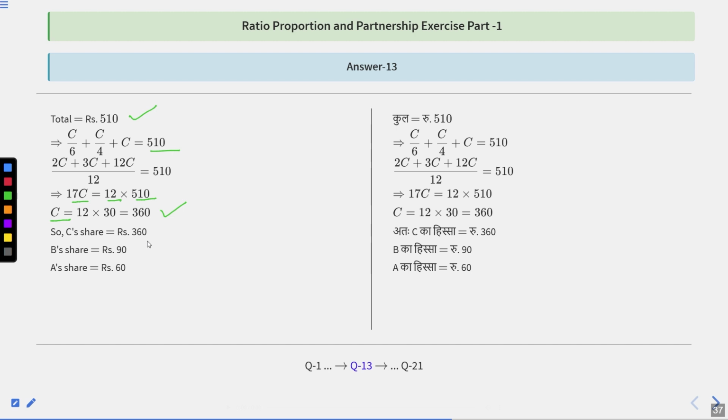So if C gets 360, B will get... In the question, it is given that B's share is C by 4. So if C = 360, then we divide this by 4, which is 90. And A's share is C by 6. So C again is 360 divided by 6, which is 60. So A's share is 60, B's share is 90, and C's share is 360. Okay, next one.